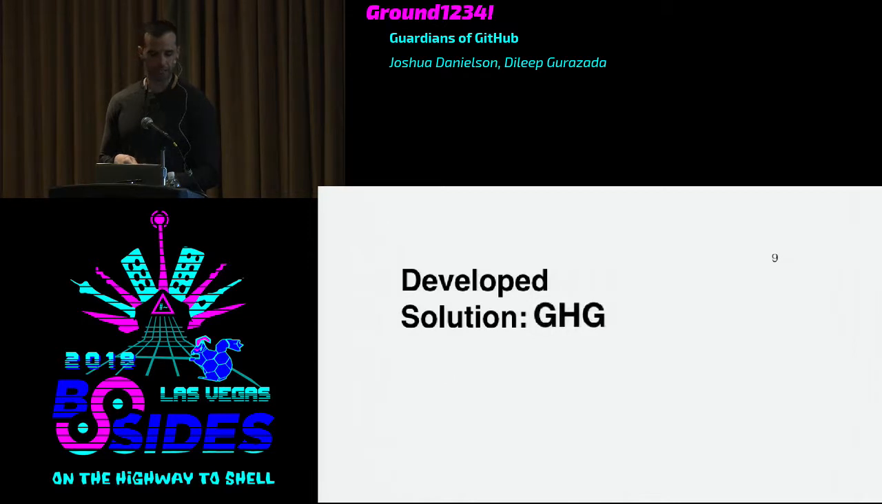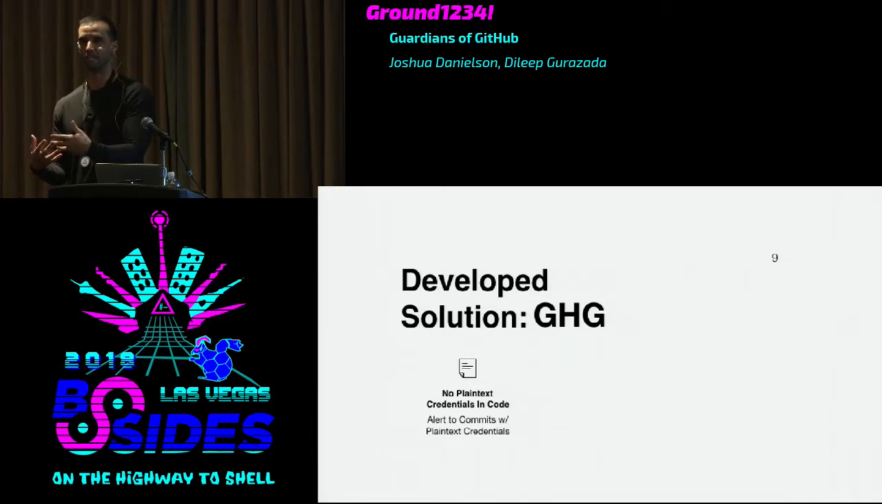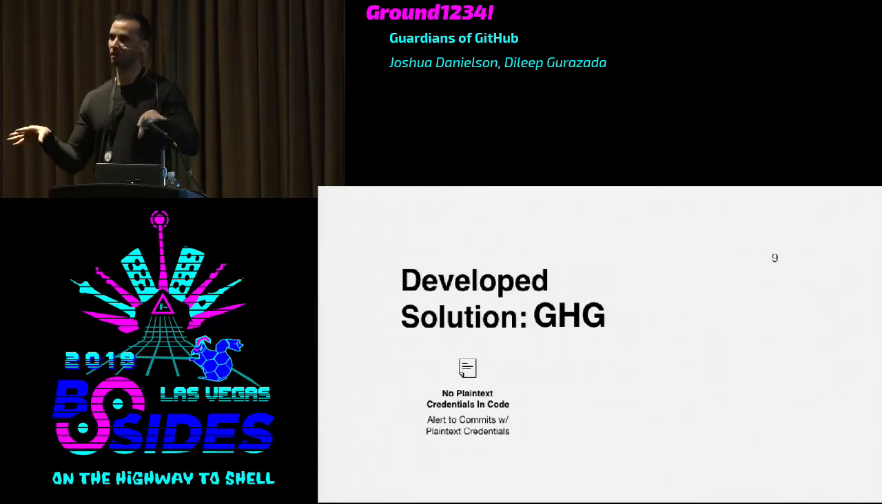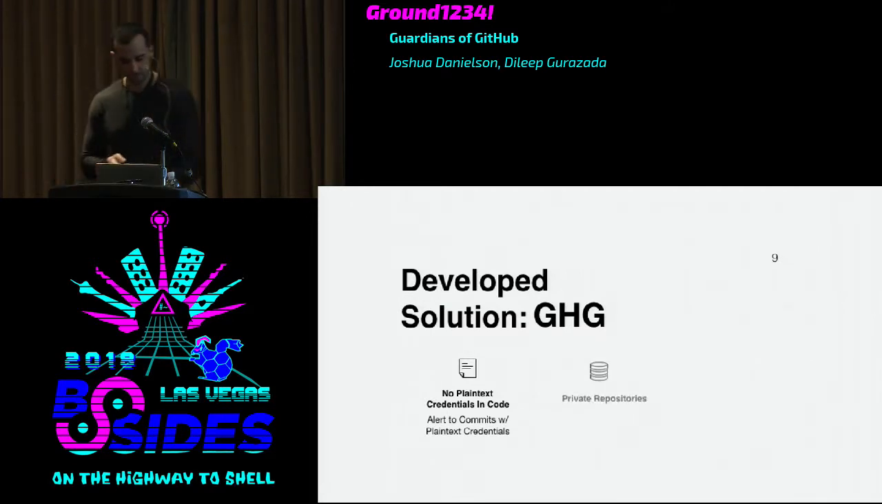So the solution that was developed, GHG. For legal reasons, we had to change our name multiple times, but we settled on GHG when things were all settled in. With GHG, we're able to ensure that no plain text credentials are available in code. As soon as a developer makes a commit and has plain text credentials in that code, we can send an alert. We're working on some improvements there, but this has been really helpful for us. In fact, when we first started, we found quite a number of plain text credentials. We had to turn this off before we could get everyone into place, and then we were able to start actively monitoring for that.